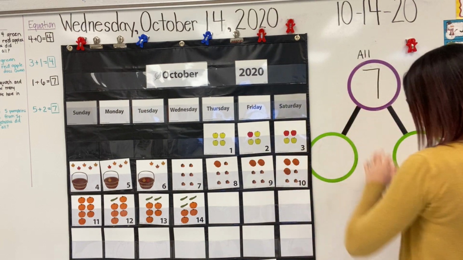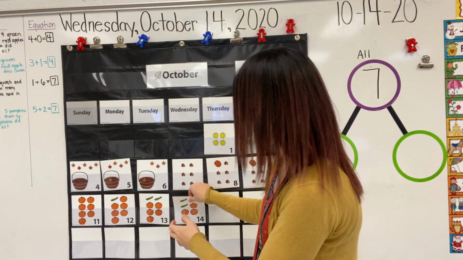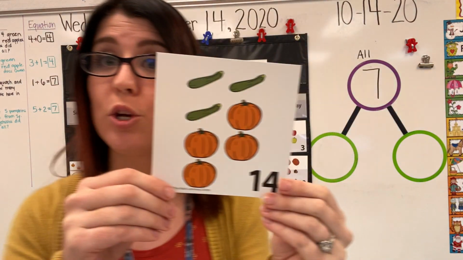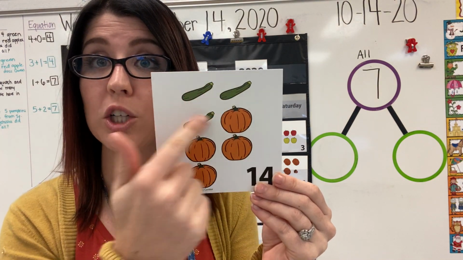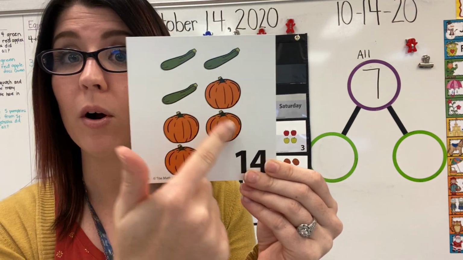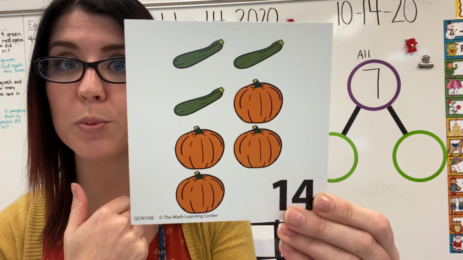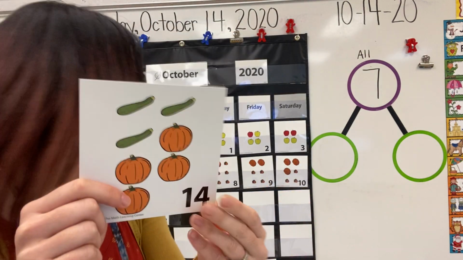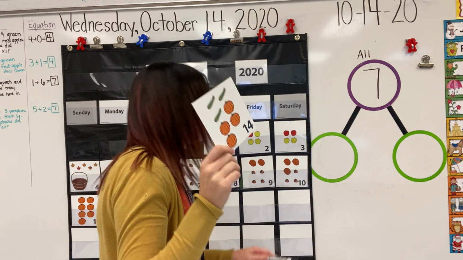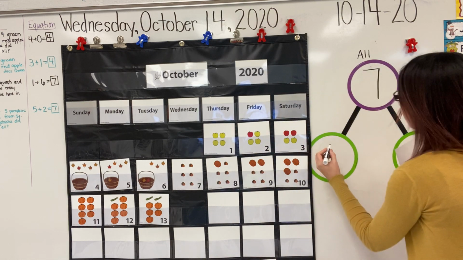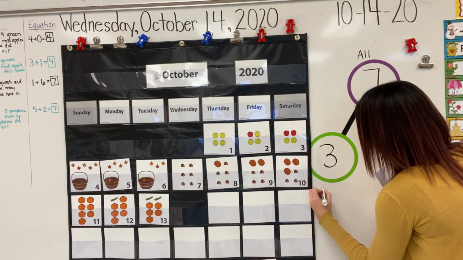So we have our 7. That's all the vegetables on the card. But I see 2 different parts. I see the squash part and I see the pumpkin part. How many are in the squash part? That's right, there's 3 in the squash part. So I'm going to put a 3 over here. And I'm even going to write the word squash.